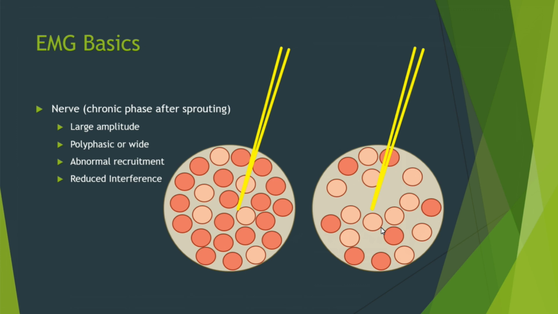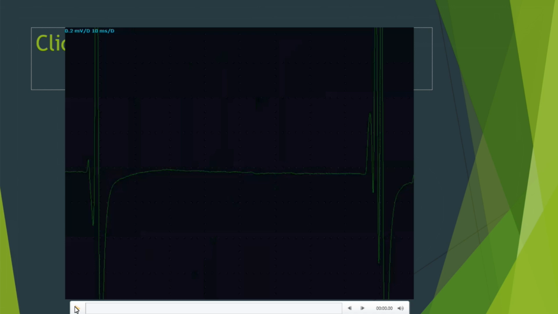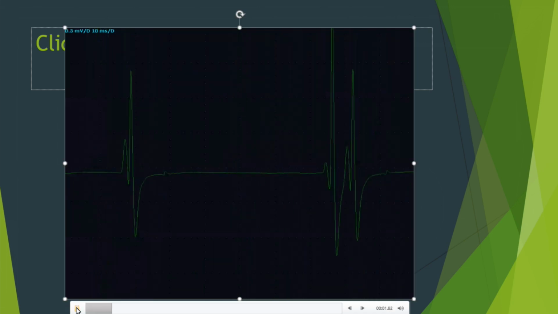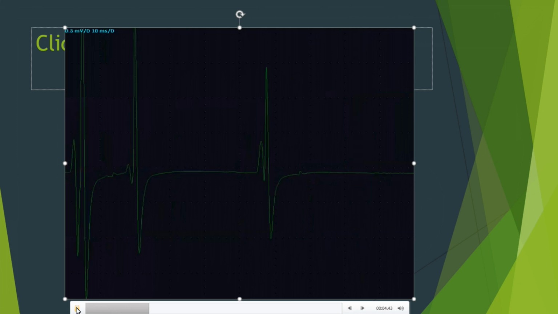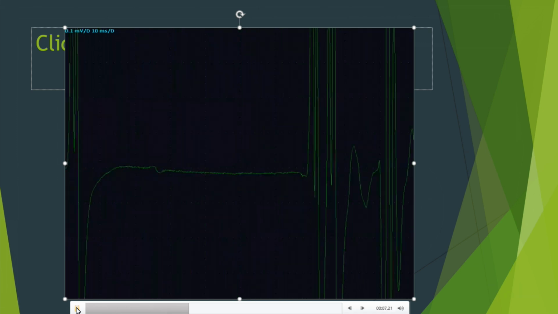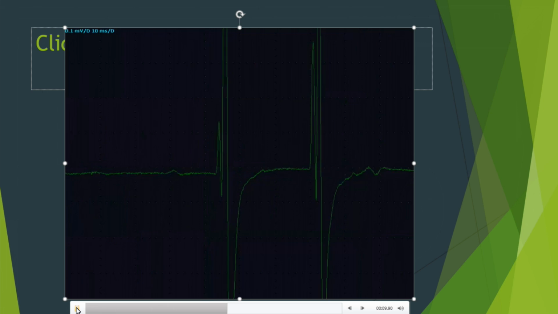They become quite wide as well because they're now more dispersed and therefore further away from the needle electrode. The recruitment will be abnormal because one's lost out the orderly accumulation of fibres of increasingly larger size, the Henneman principle, and of course the interference pattern will be reduced because there are fewer motor fibres to be recruited in. So this is what they look like: large polyphasic units, and they basically sound like popcorn. It's a very simple way of looking at them.